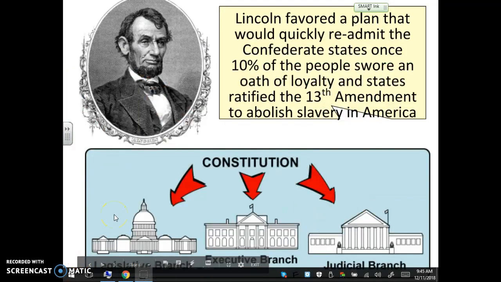So if we take a look here at Lincoln's plan very quickly, it's a very quick actioning plan. All that needs to be done is the Confederate states get 10% of their people to swear an oath of loyalty to the United States, and they have to ratify the 13th Amendment, which abolishes slavery. By doing those two things, the states will be able to successfully be readmitted into the Union.